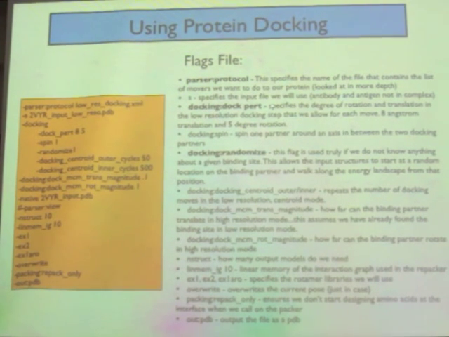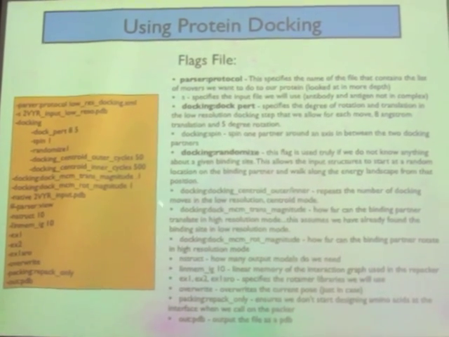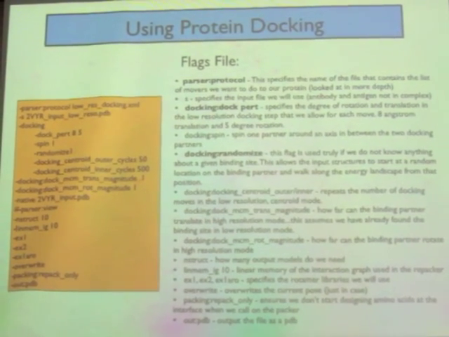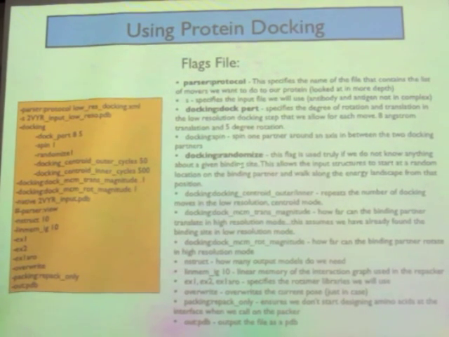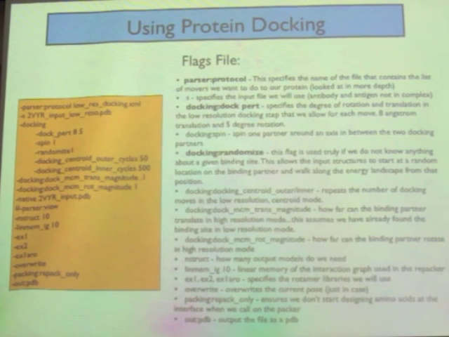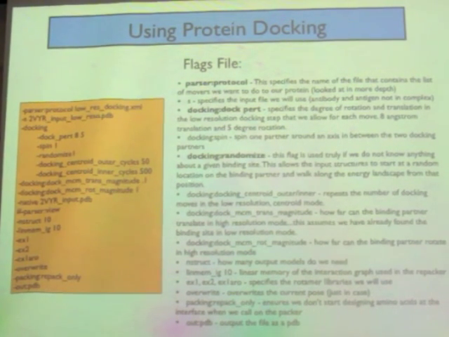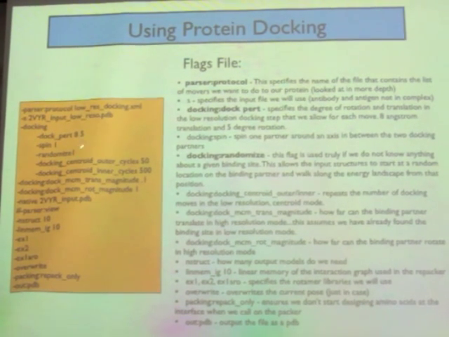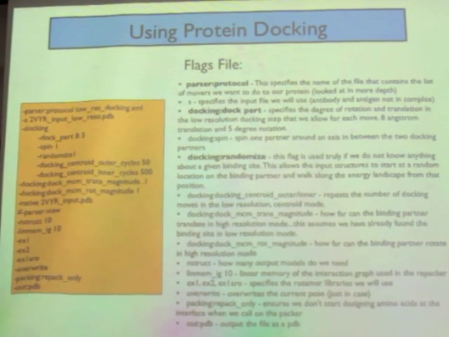The docking flag specifies the degrees of freedom of rotation and translation, so how one of the monomers is able to move. This docking randomize is the flag that, if we truly don't know anything about the given binding site, we just randomize the orientation to start with and then start docking them. We'll use this because we're assuming we don't know anything about these proteins.